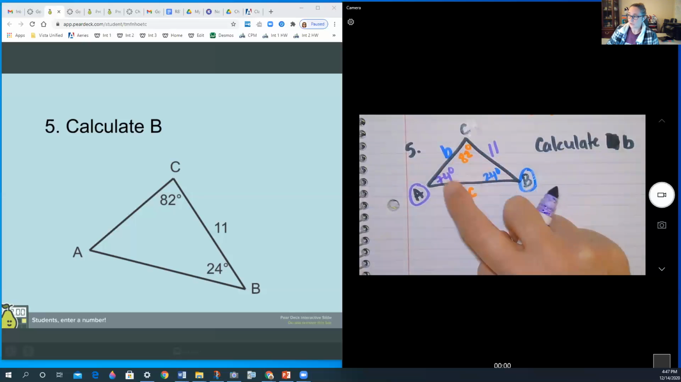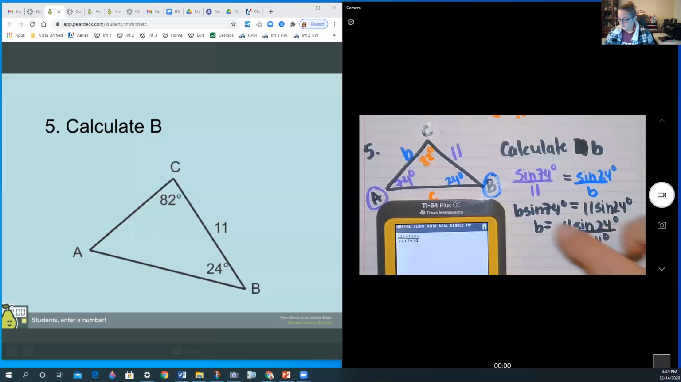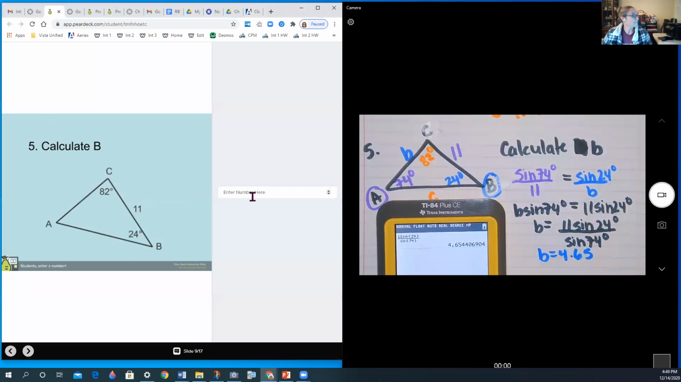And so now I can use law of sines. So let me write out that formula. So I did sine of 74 over 11 equals sine of 24 over b, cross multiplied, and then I got b equal 11 sine 24 over sine 74. When I put that in my calculator, I get that b is equal to 4.65. And so that's what I'm going to put in here, 4.65.